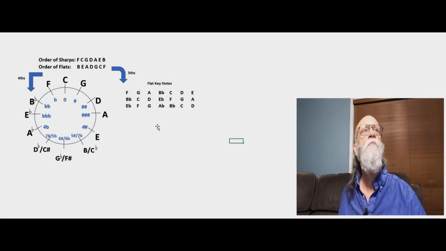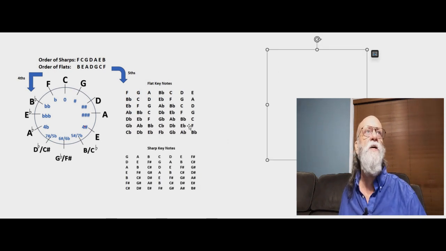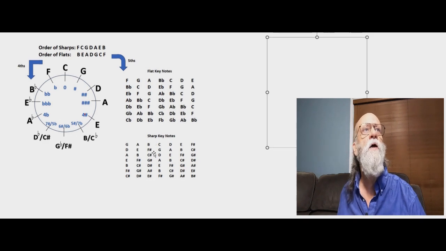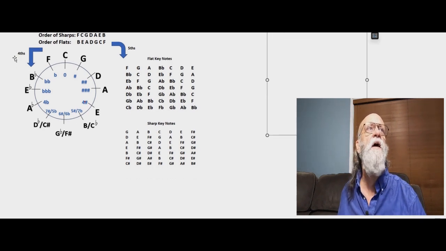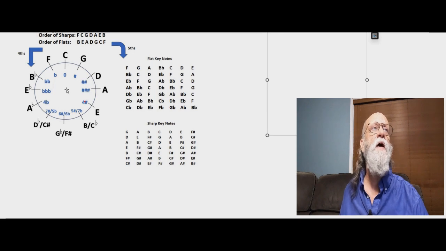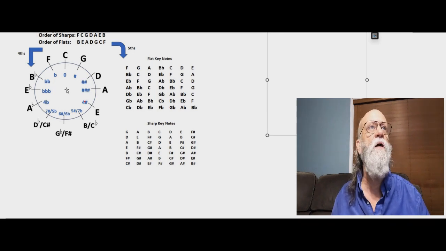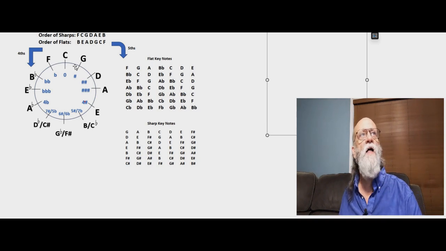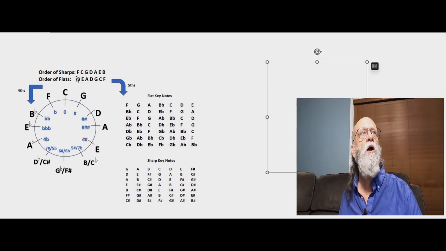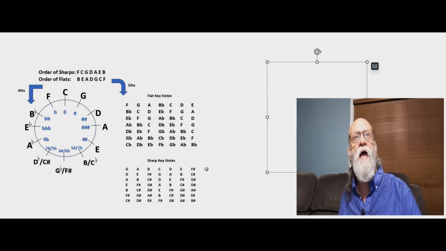It does the same thing with sharps. As you can see, I wrote them all out here, but that's a way you can tell with this chart exactly what notes are in a particular scale. You can do it with sharps and flats. They do the same thing over here. If you look at G, there's one sharp, and it's going to be an F sharp, from your order of sharps. So it's going to be G, A, B, C, D, E, F sharp.